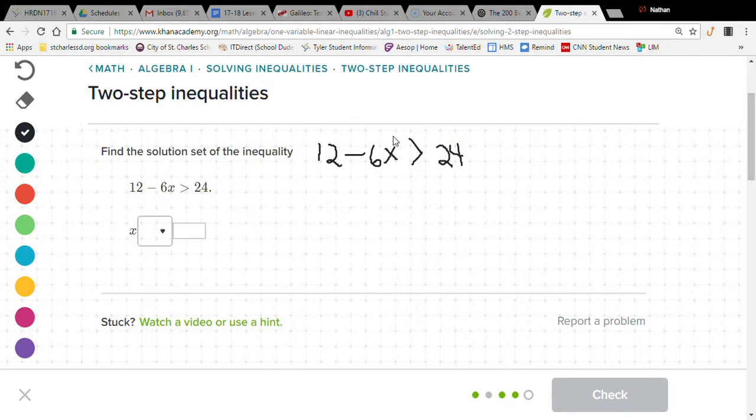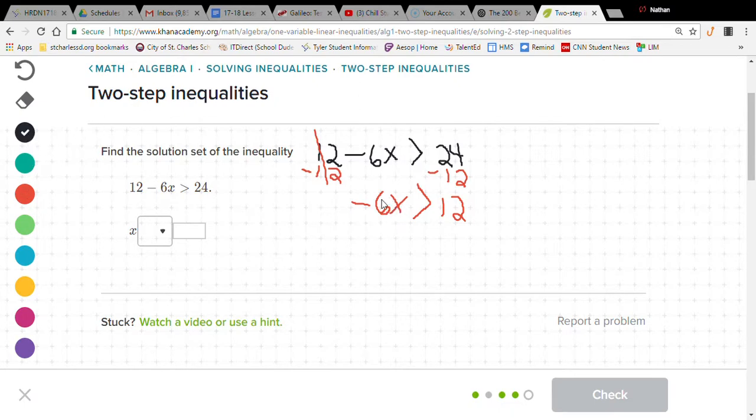So first, we're going to try to get the x by itself. So we're going to get rid of this positive 12. We're going to think of the opposite of positive 12 as a negative 12. So we're going to subtract 12 from both sides. Those cancel out there. 24 minus 12 is 12 over here. So on the left side you have negative 6x is greater than 12. So that's our step number one. Again, it's two-step inequalities, so that's step one.